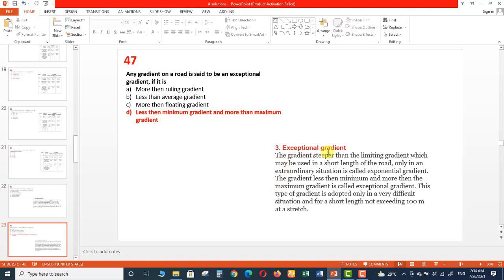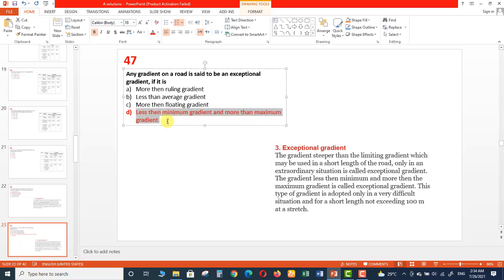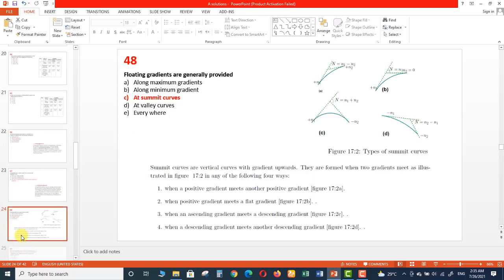So let's read out the definition of exceptional gradient. The gradient steeper than the limiting gradient which may be used in a short length of road only in an extraordinary situation is called exceptional gradient. So the gradient less than minimum gradient and more than maximum gradient is called exceptional gradient. So option D for question number 47 is the right option.